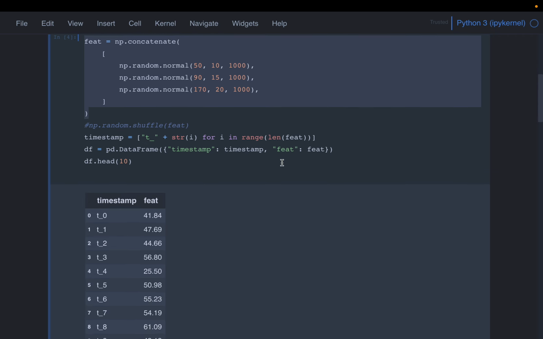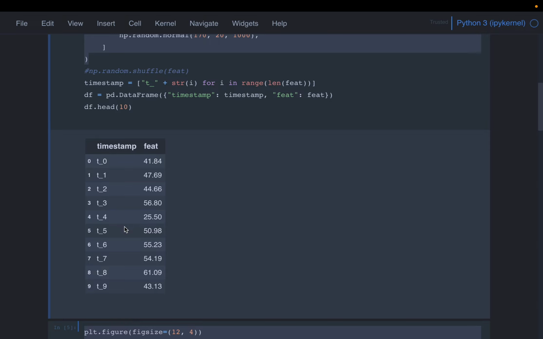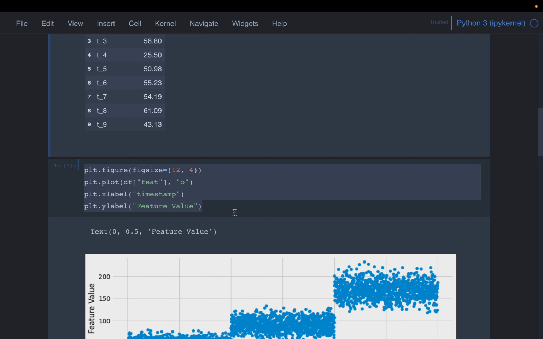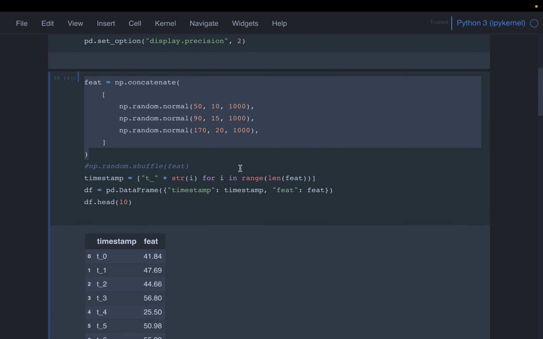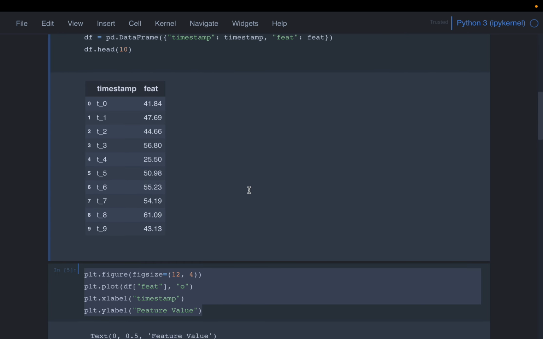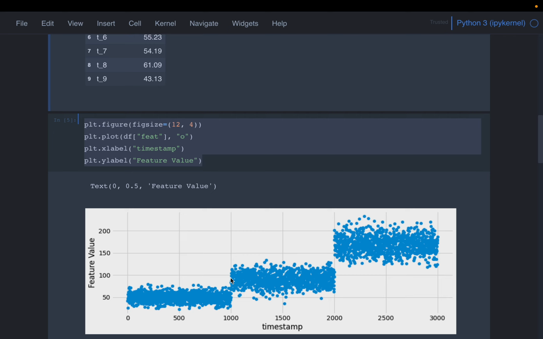All right. So here we have the timestamped raw features, and let's look at how our raw data is. We have 3000 data points. Now these are the values. The first one is coming from a normal distribution with a mean of 50 and a standard deviation of about 10. And the second one has a mean of 10 and a standard deviation of 50. So the mean is somewhere here.